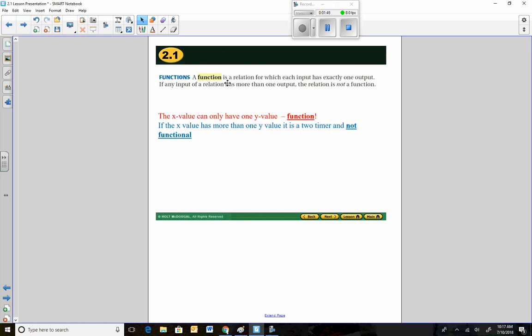Now, a function is a particular relation for which each input you get exactly one output. So every X value can only have one Y value. That's a function. If the X value has more than one Y value, it's a two-timer and not functional.